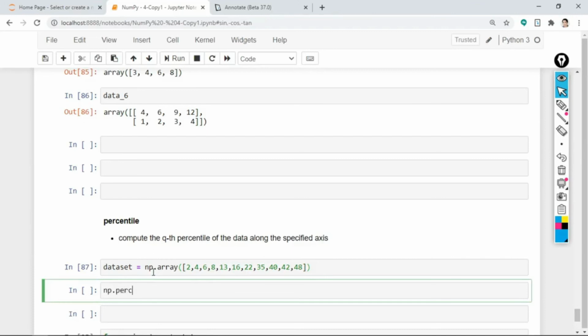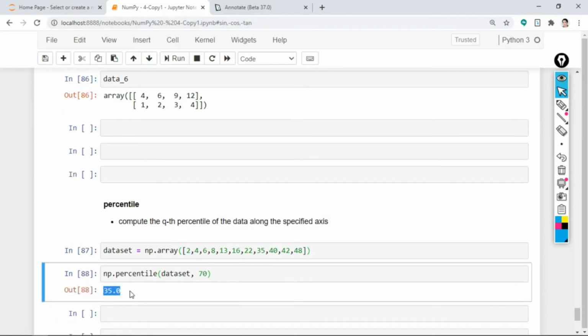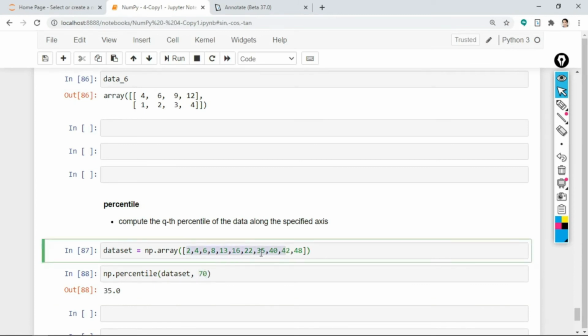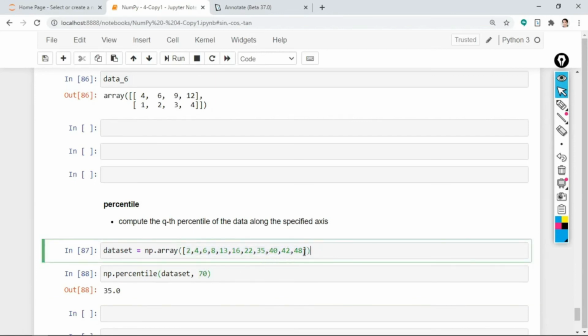So I want to identify the percentile, for example, of the data set. I'm interested in the 70th percentile. It just means that if you score 35 in the exam, you are 70% higher than the set of scores that, for example, your classmates have.